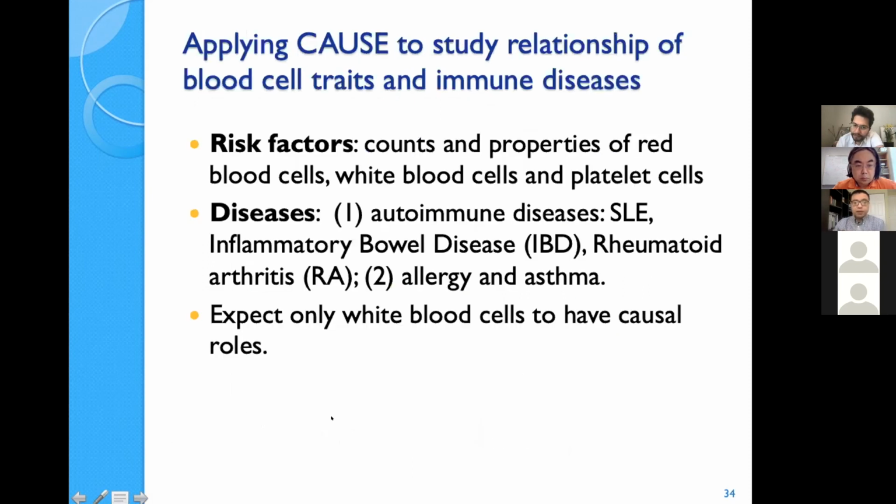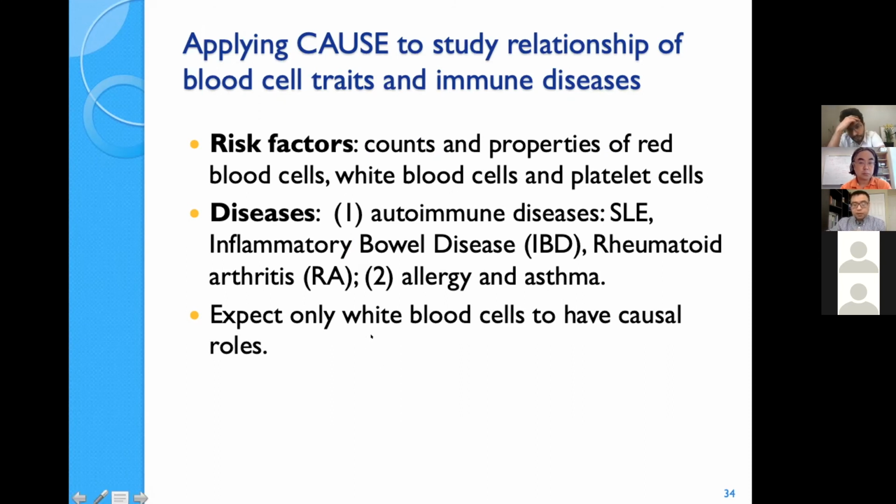Another way to assess the results is to use a collection of blood cell traits as risk factors. Those are numbers or properties of blood cells, for example the morphology, the size of your red blood cells, right? Or white blood cells or platelet cells, right? There's a bunch of immune blood cells. We treat them as risk factors, and we study some immune disorders, autoimmune disorders, SLE, IBD, and RA, and allergy and asthma, right? Because these are immune disorders, we expect some of the blood cells may have some causal influence on these diseases.